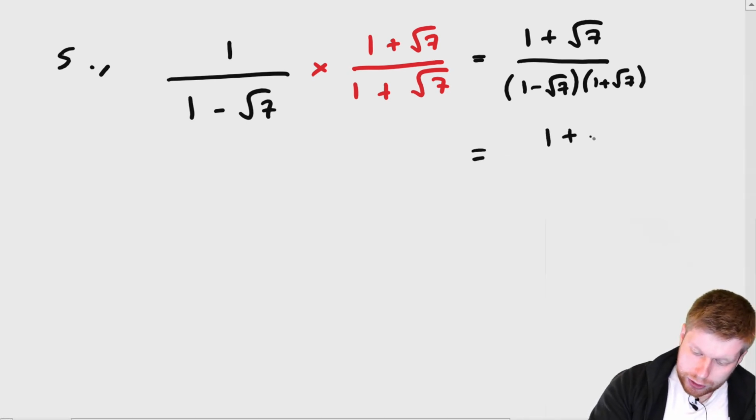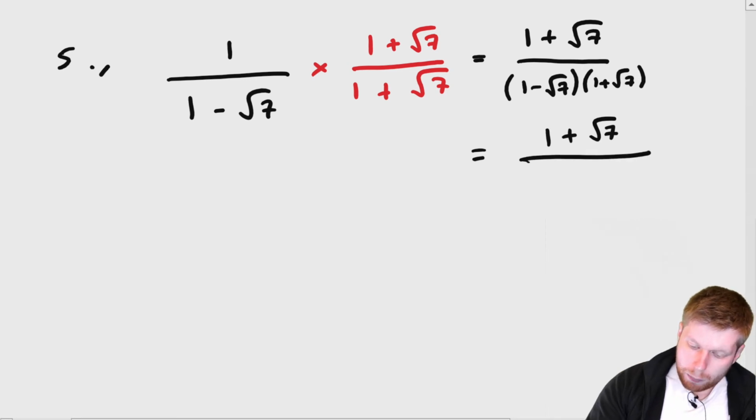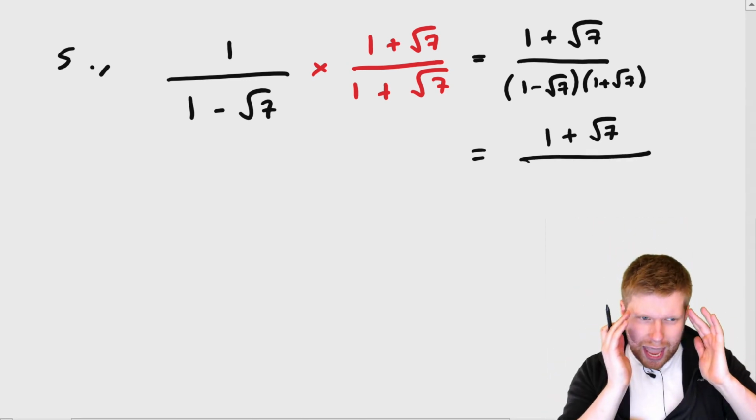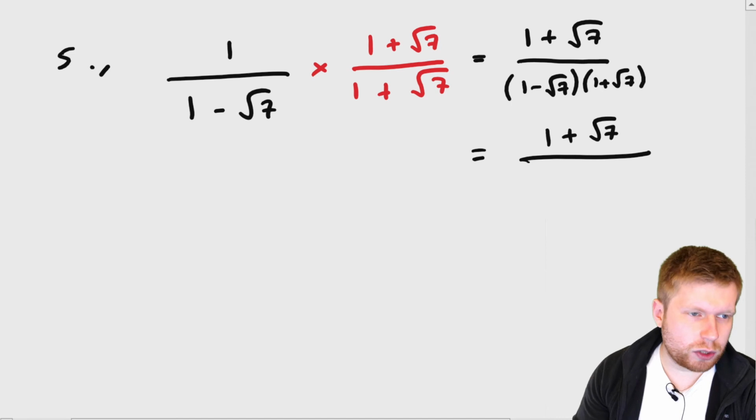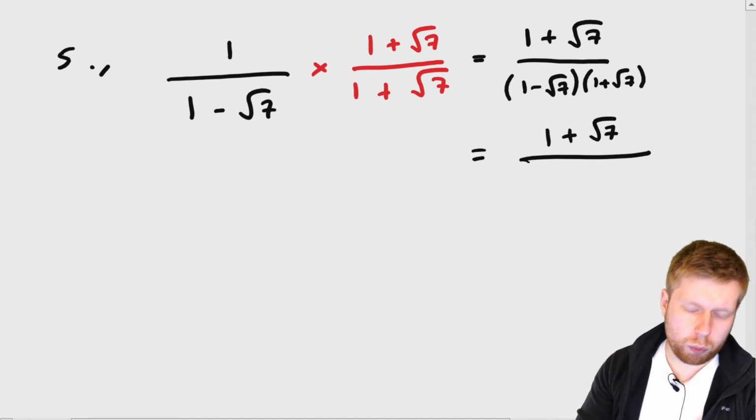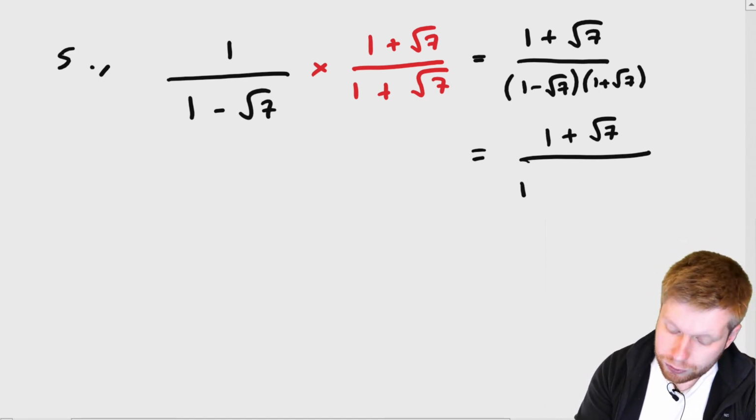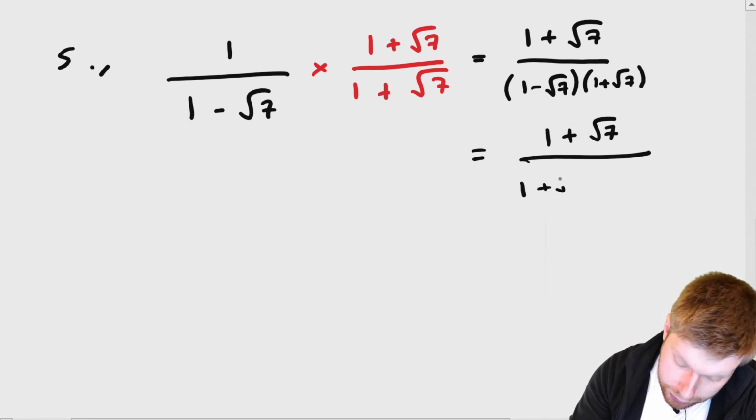Well, we've still got 1 plus root 7 on the numerator, but on the denominator, let's just do it. Let's see if we can do it in our heads. So we need to make sure the 1 multiplies with everything in the second bracket. So 1 times 1 is 1. 1 times positive root 7 is positive root 7.